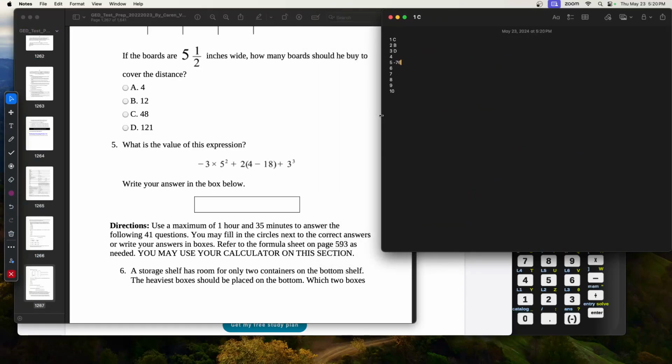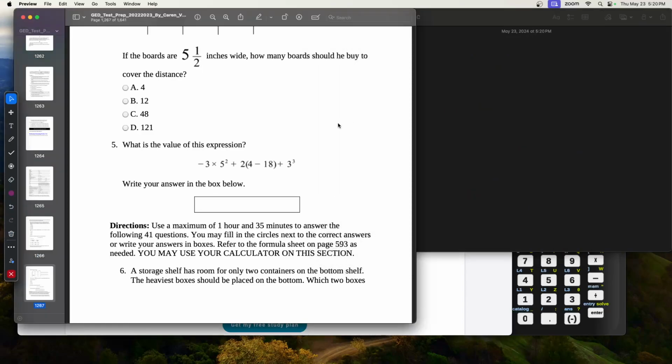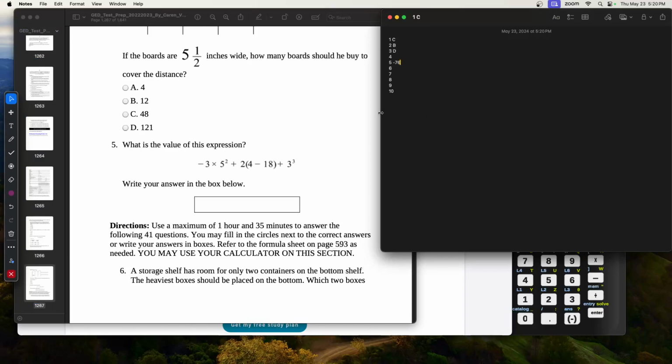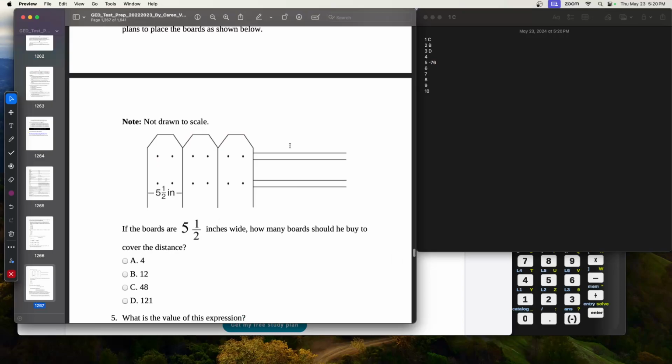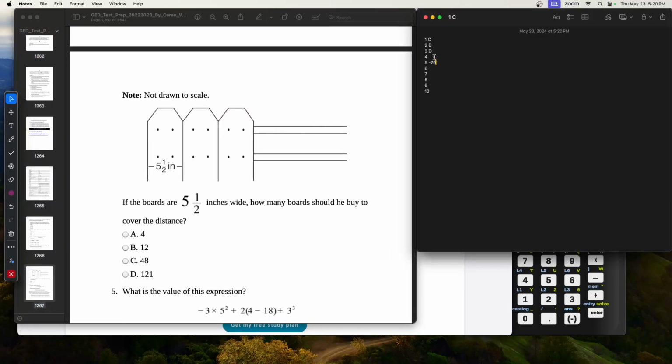Kind of. Not really. Left to right, no. Left to right, sometimes. It's not really a thing.